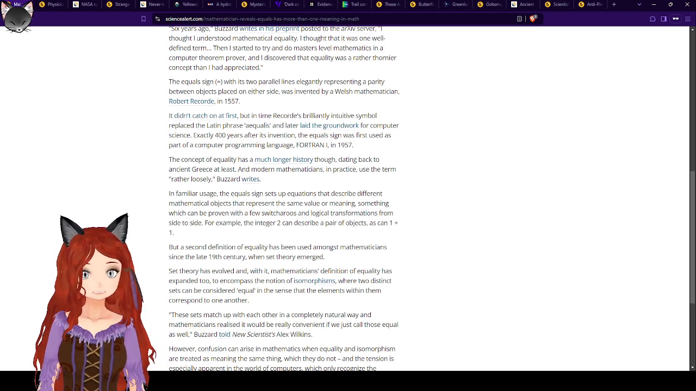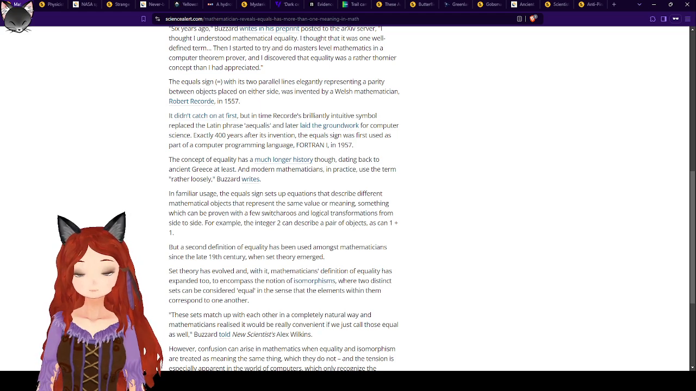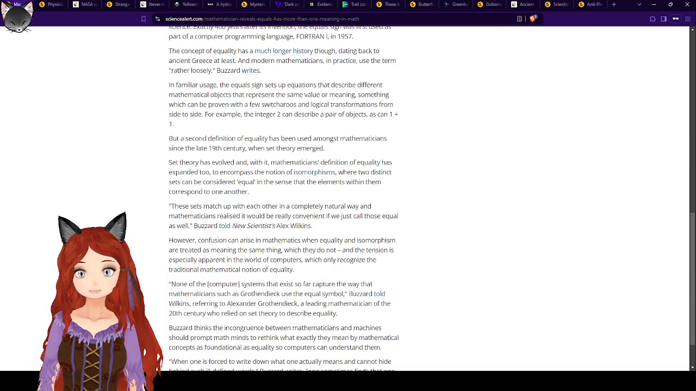Since the late 19th century, these sets match up with each other in completely natural ways, and mathematicians realized it'd be really convenient if we just called those equal as well. However, confusion can arise in mathematics when equality and isomorphism are treated as meaning the same thing, which they do not.